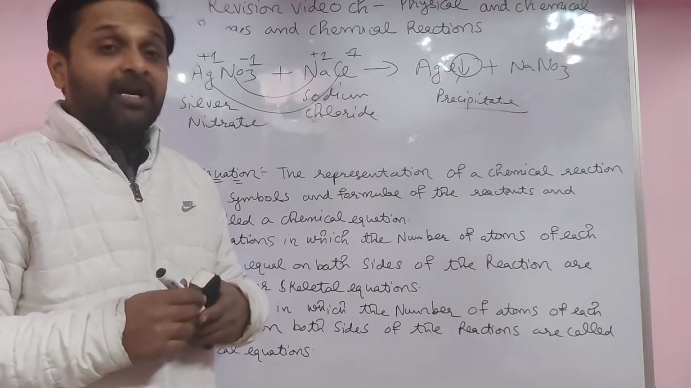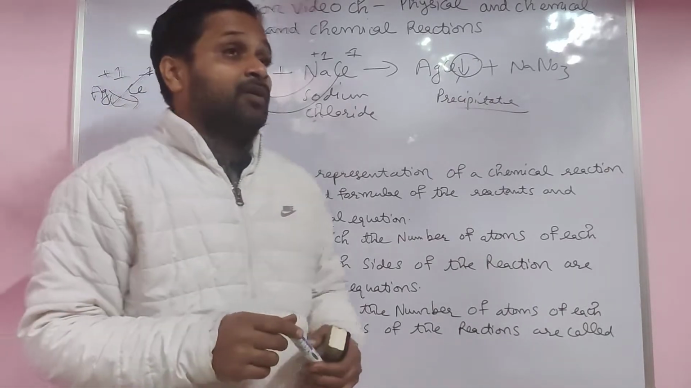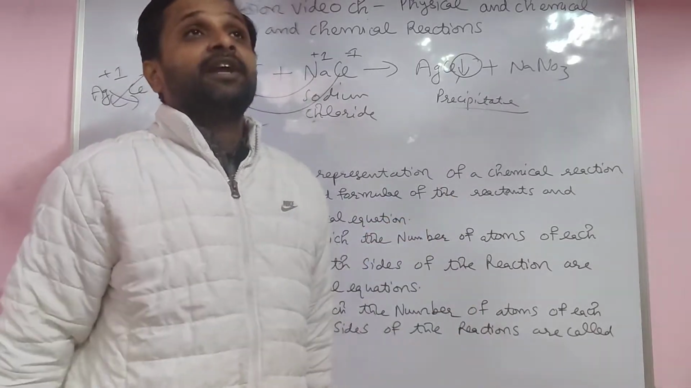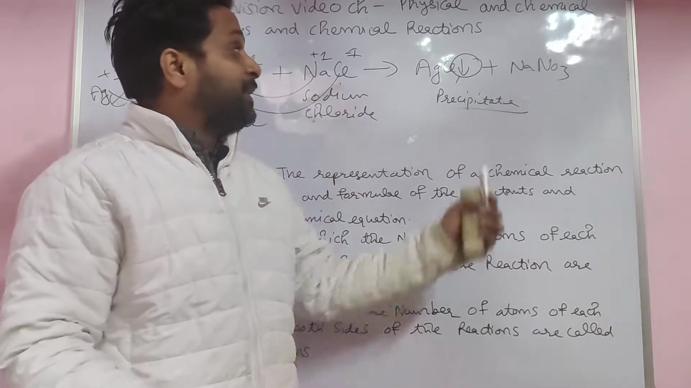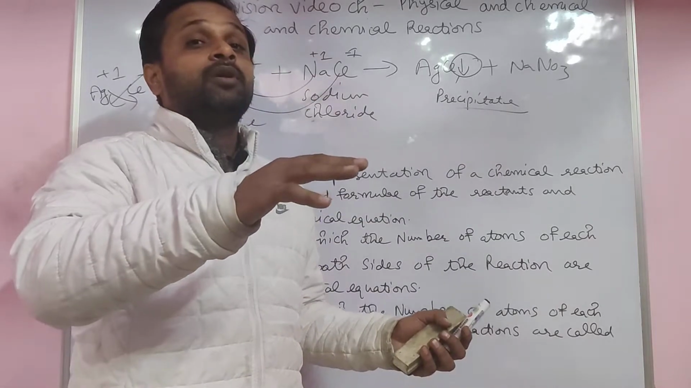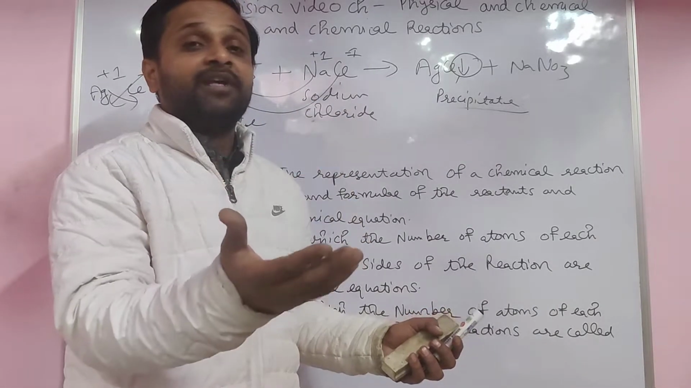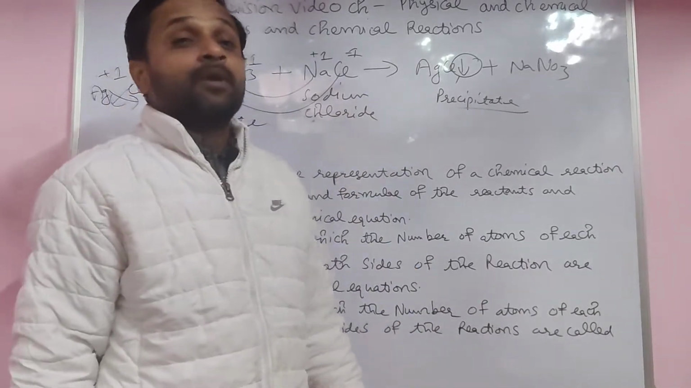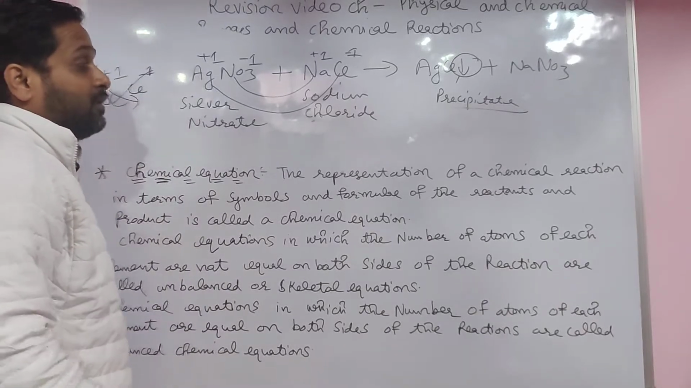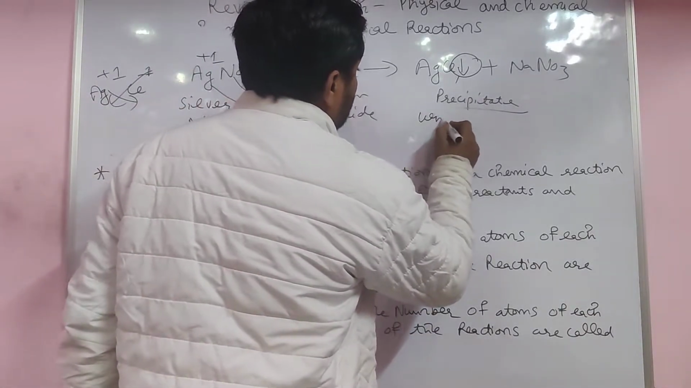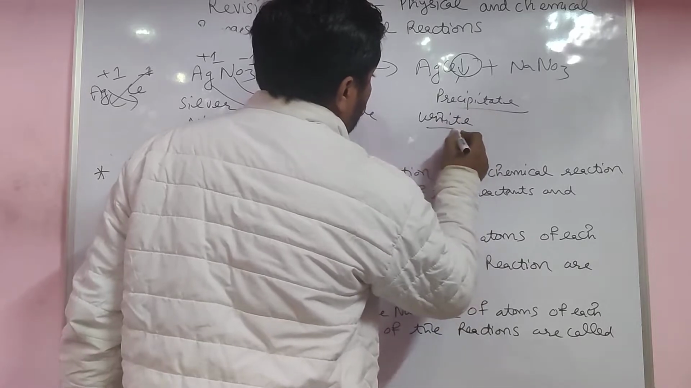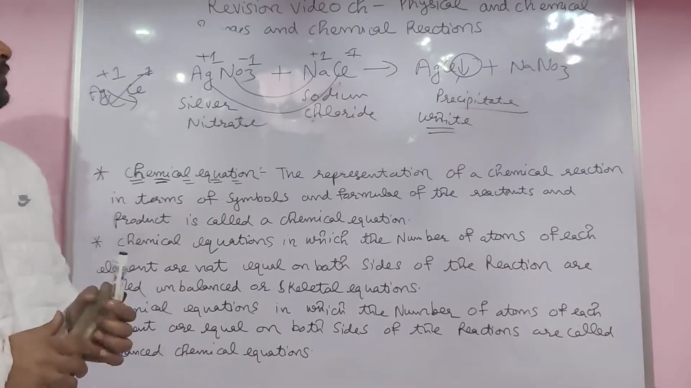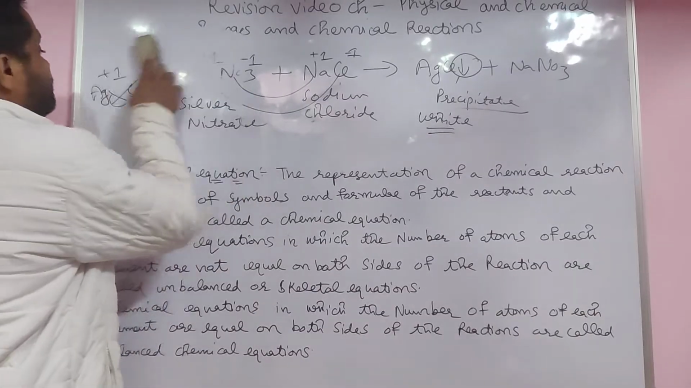Like makhan, butter. From curd, when you make butter by churning, it comes up. In the same way, the precipitate goes down while the fat molecules in the curd come up. That is the butter. Same like this, the precipitate is there, the white precipitate, curdy white. So this is the reaction of the precipitate.